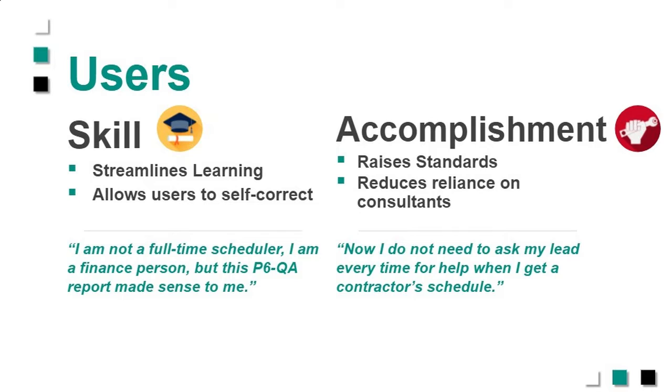In terms of the standards, now I don't need to ask my lead scheduler every time for help when I get contractor schedules. So that's another thing. One of our key clients is a Department of Transportation group. They're not all P6 experts, but they can critique the schedules on every single update, and they get updates every 2 weeks. They can see the metrics very quickly. They can compare them to the last schedule, so they can see whether it got better or worse and where some of the areas need to be improved. So that, again, was the objective of building this tool.